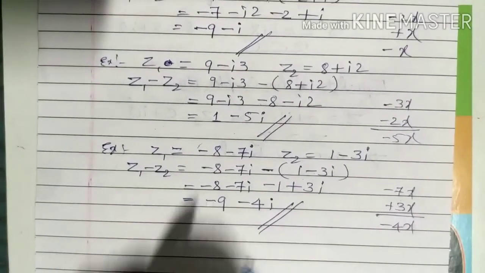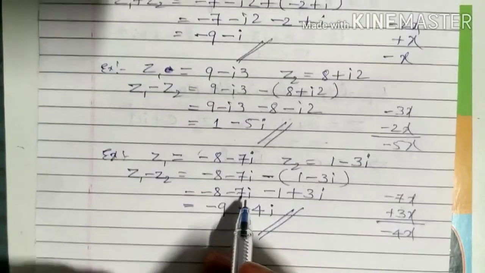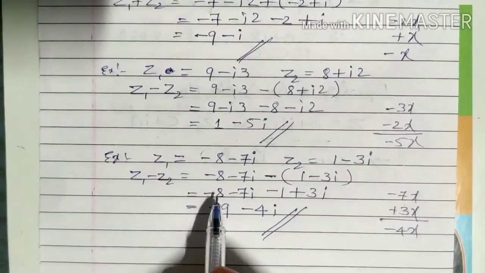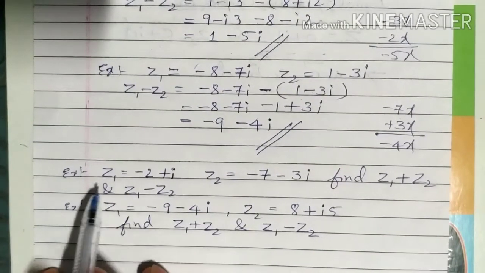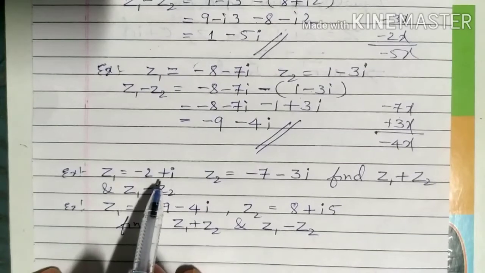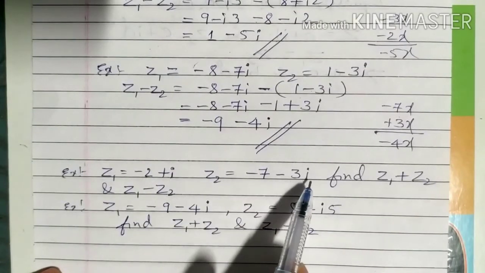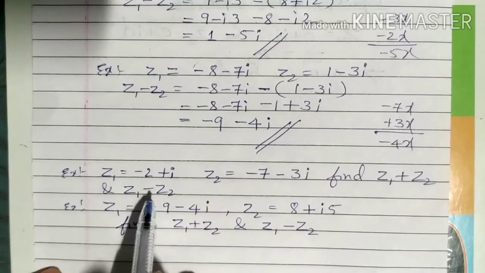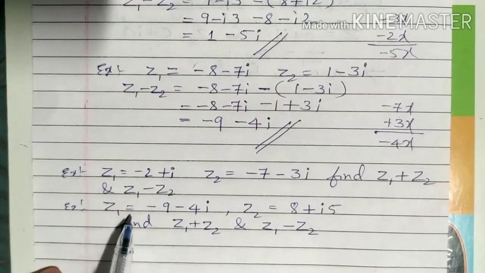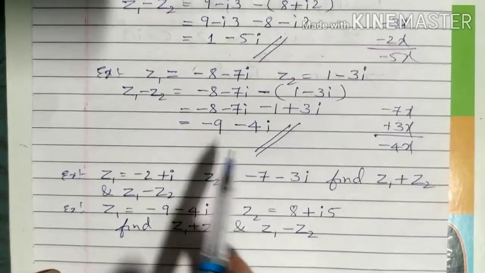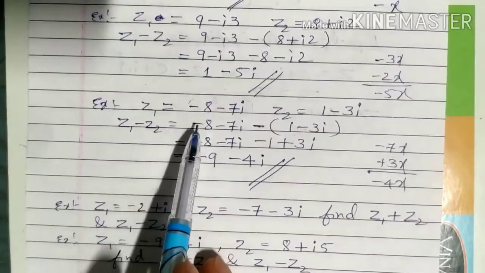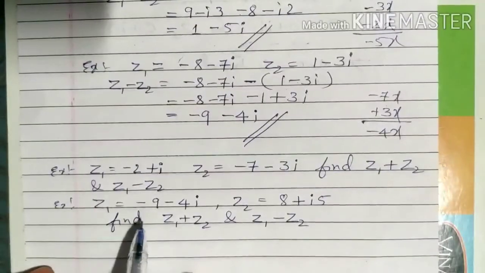So this is how we operate, that is we add and subtract two complex numbers. You can try these two examples. z1 is equal to minus 2 plus i, z2 is equal to minus 7 minus 3i. Find z1 plus z2 and z1 minus z2. Second example, z1 is equal to minus 9 minus 4i, z2 is equal to 8 plus i5. Find z1 plus z2 and z1 minus z2. Write all these examples and calculations in your fair notes, and you can calculate these two and send me the answer.